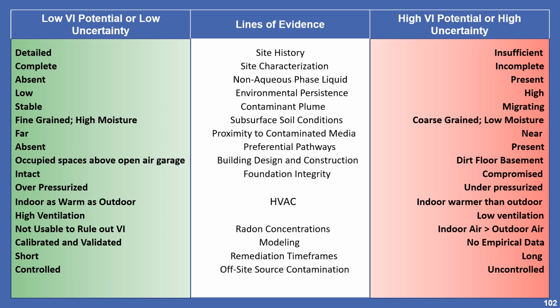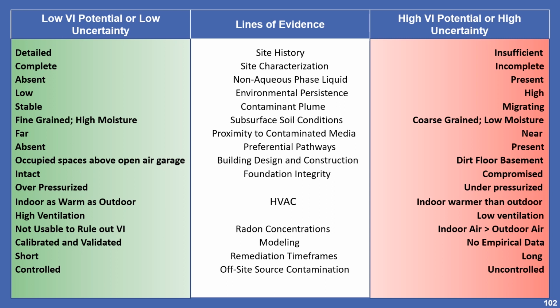And then lastly, let's take offsite source contamination. If you have an offsite source, if that source is not controlled, and potentially it's feeding a groundwater plume that's coming onto your site, you're going to have greater uncertainty and probably greater VI potential than you would otherwise, right? So that wraps up lines of evidence.